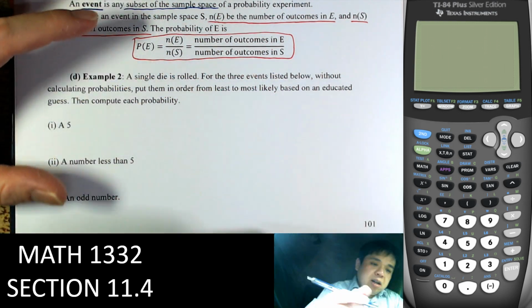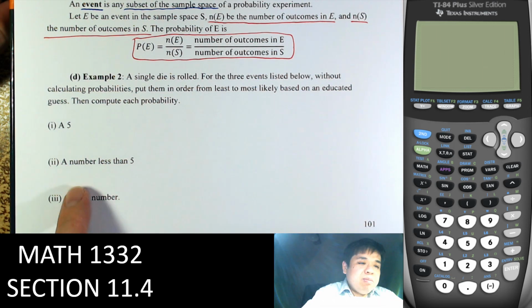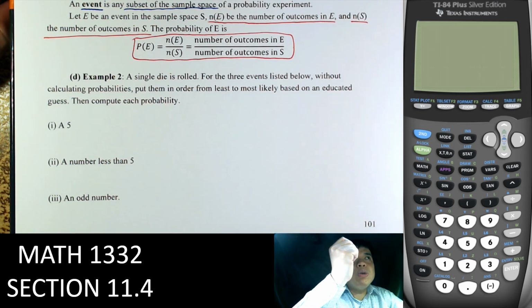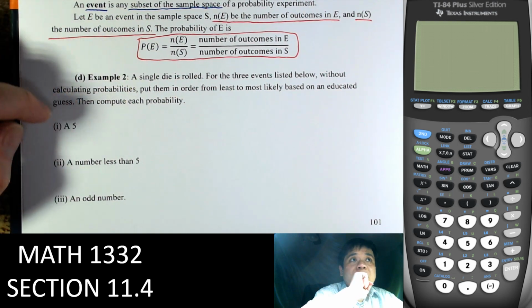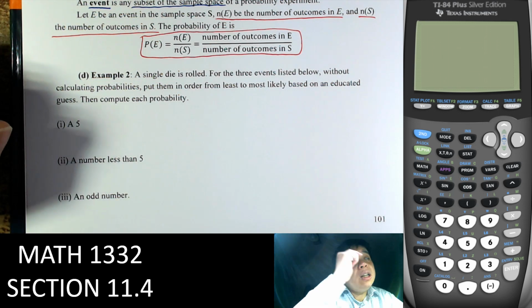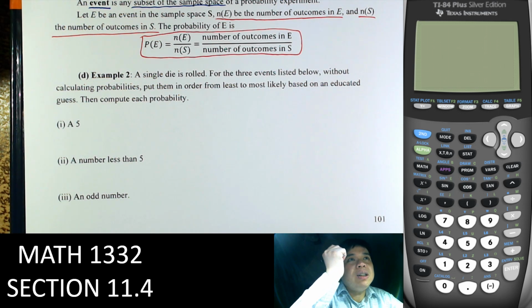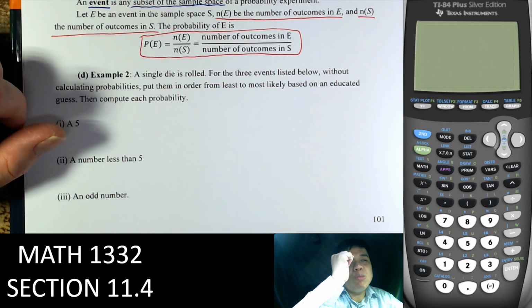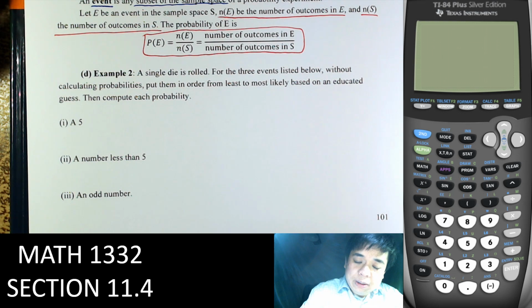Of course we're going to guess. A die goes from 1 to 6. Less than 5 is certainly more likely than a 5, so this probability should be much higher than that. And an odd number, that looks like 1, 3, and 5, and less than 5 is probably still more. So that first, that second, and that third. Alright, how we actually do it.